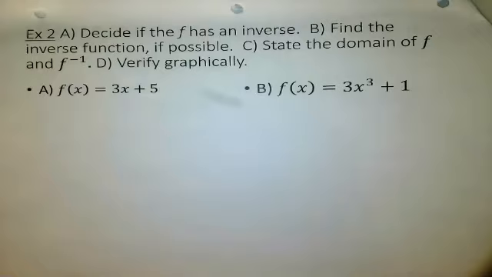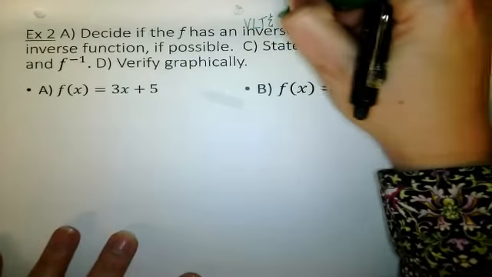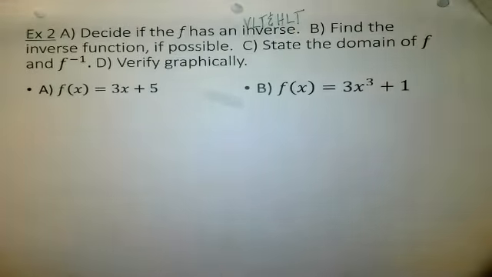So, example 2, part A. Decide if f has an inverse. How do I know if our function is going to have an inverse? The vertical line test and the horizontal line test. Very good. So in order to have an inverse, we have to pass the horizontal line test. So that is one-to-one. Yes, we can graph these on your calculators, which would be great.